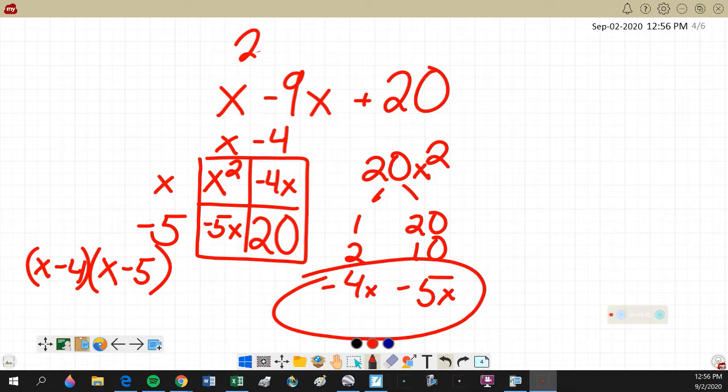Yes. Oh, great question. Why are the 4 and 5 negative? Because I need to create a negative 9. Yes. So the second number is a multiplication solution, and the middle number is the sum. So you're adding them together, and the only way to get a negative 9 is if 4 and 5 are both negative. Okay?